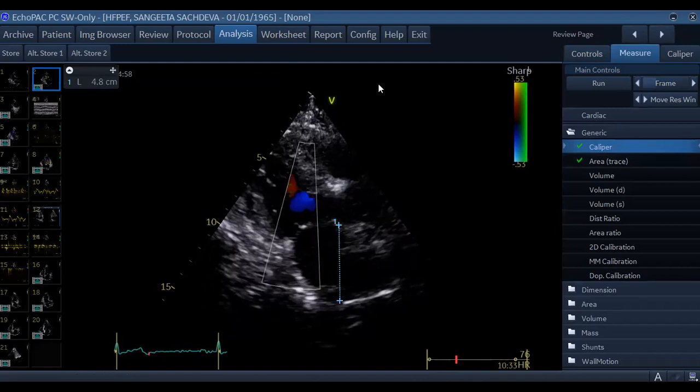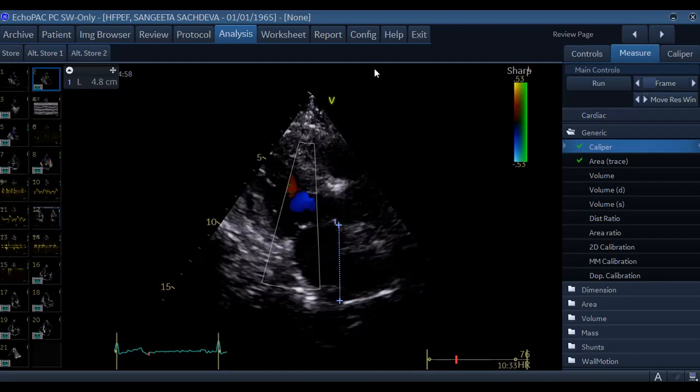So how much is this one? 48. Normal is how much, Balram? Less than 4, less than 3.9 centimeters or 40. Fair enough. So this appears to be larger. This could be larger and that could be normal, or this could be normal and that larger. Anything is possible. Why? Because the left atrium is a globular structure.